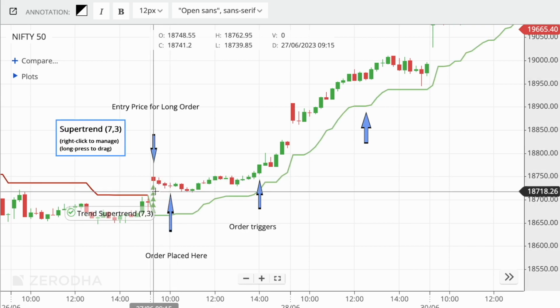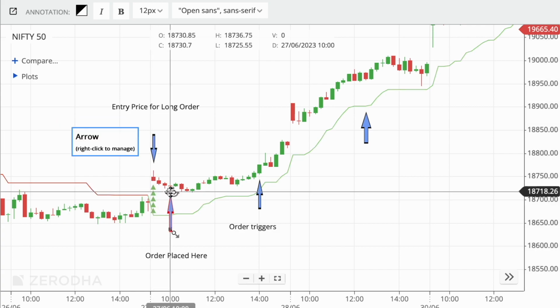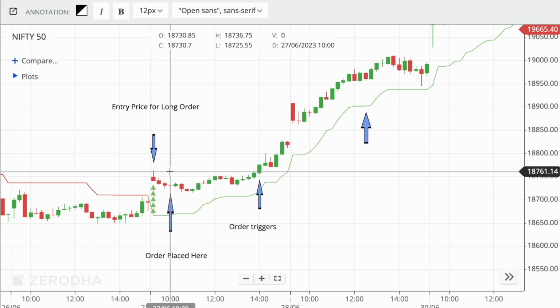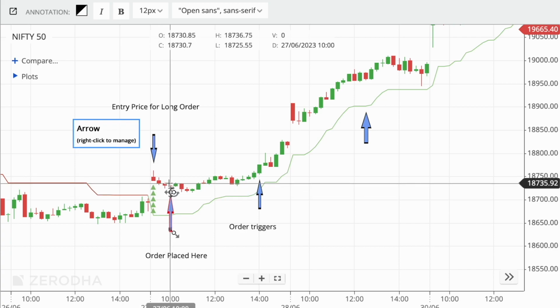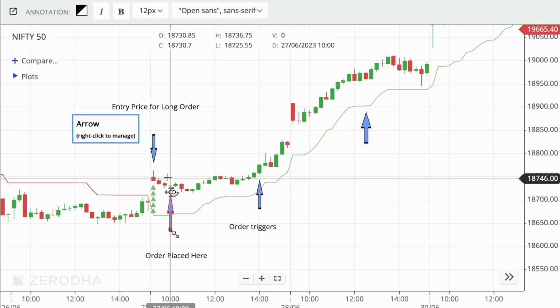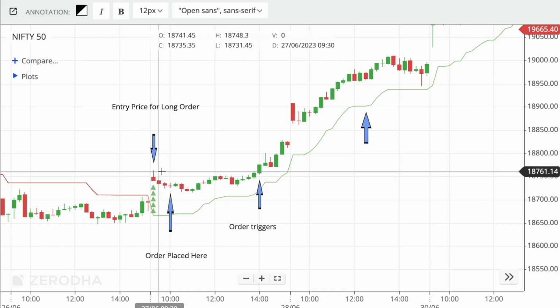After this, as we said, we wait for three candles which do not break the high that was made after the Supertrend changed direction. This is where our setup is completed. Once our setup is completed, we place an order at this point, which is 18761.